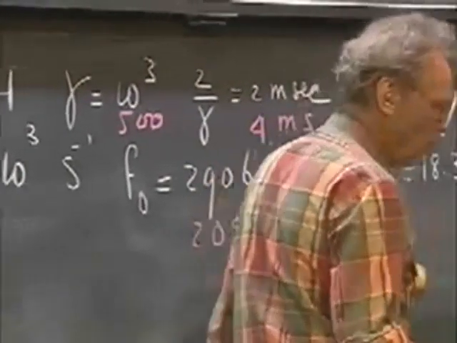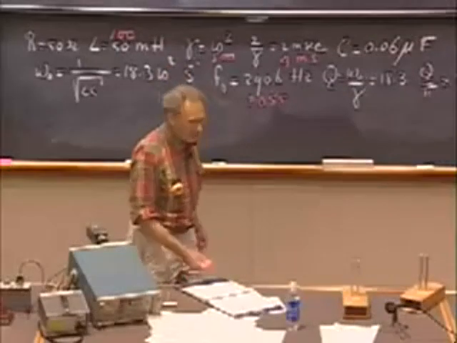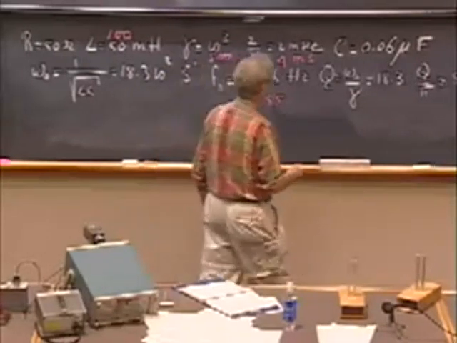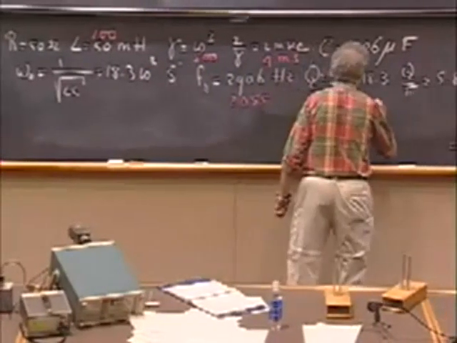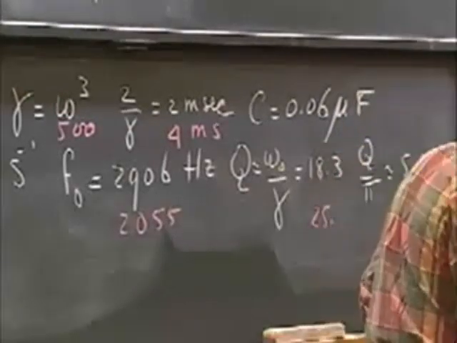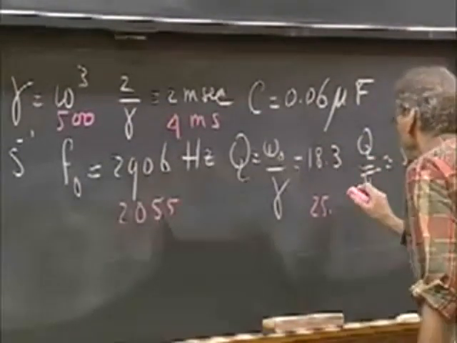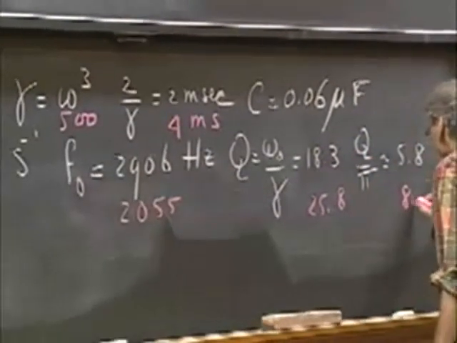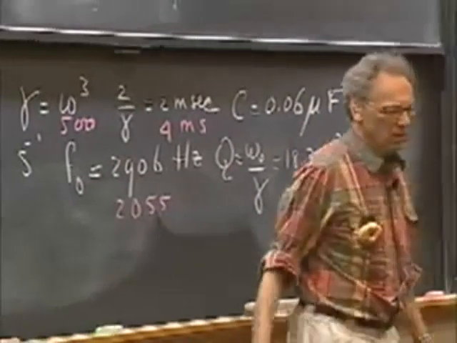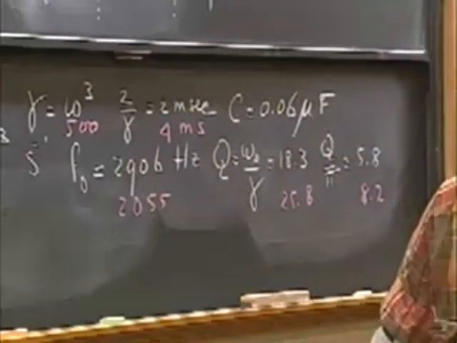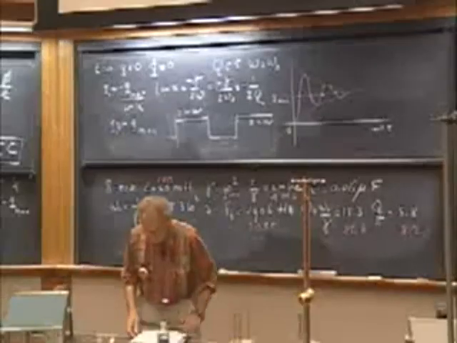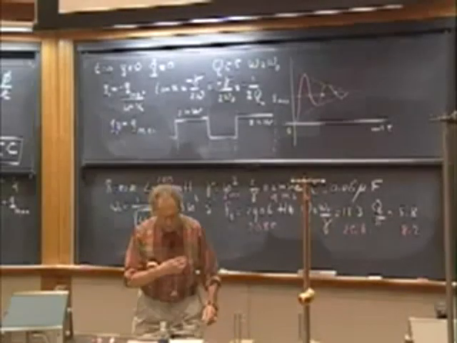And now the Q also changes. The Q goes up by a factor square root of 2, becomes 25.8. And now you have to wait about 8.2 oscillations for the amplitude to go down by a factor of e. And that's what I want to show you now.